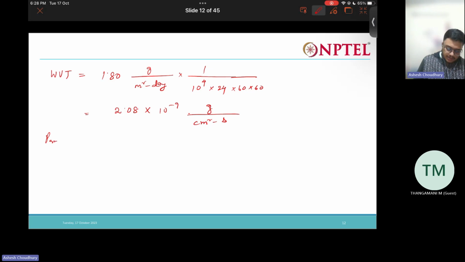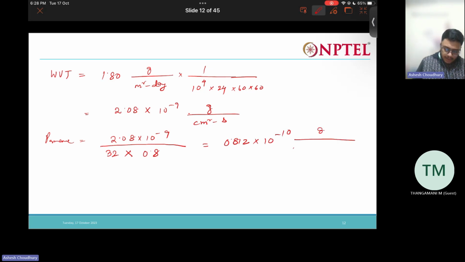Next is permeance. 2.08 into 10 to the power minus 9 by 32 into 0.8. So it will come out as 0.812 into 10 to the power minus 10. The unit will be gram per centimeter square per second per mmHg.